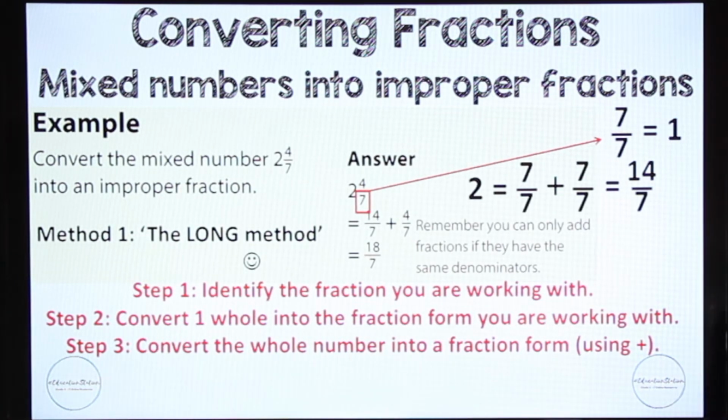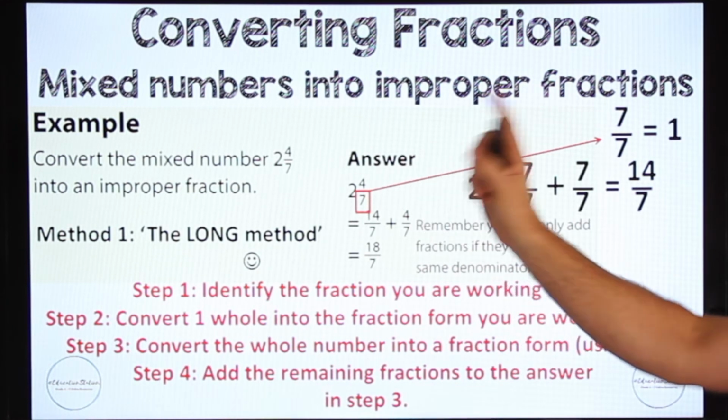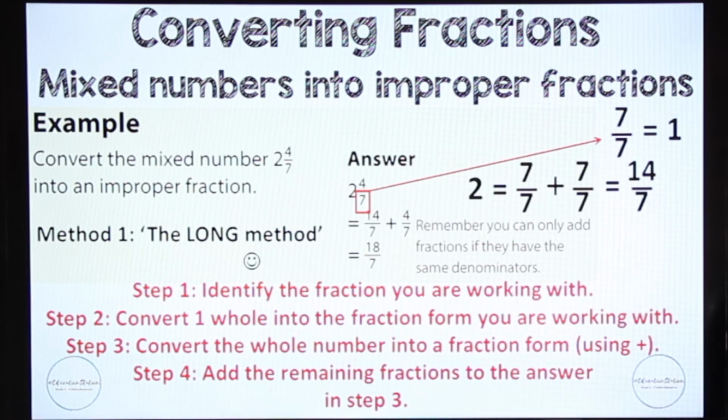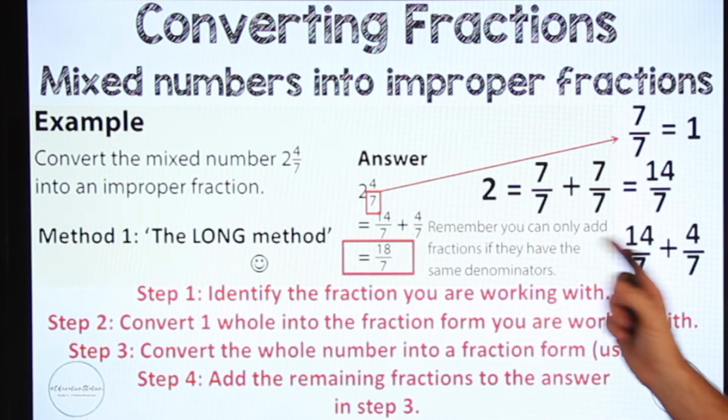Because their denominators are the same, you're allowed to add the numerators, which gives 14 over 7. The next step would then be to take the sevenths that you still have, which is 4 sevenths, and add it to the whole number that you've just converted to an improper fraction, which is 14 sevenths. So 14 sevenths plus 4 sevenths is 18 over 7. And that is the answer.